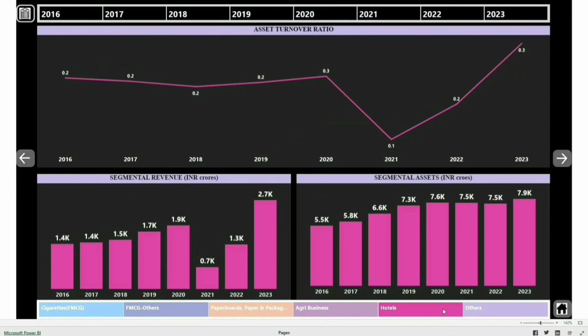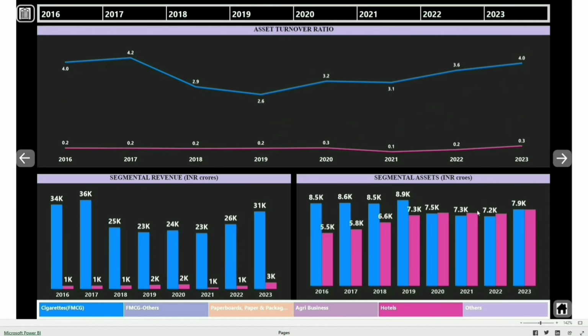Whereas if you look at the hotel business here, right, side by side, we can see the same amount of assets allocated to both of them. But one is contributing 32,000 worth of revenue, the other is barely contributing 3,000 worth of revenue, right? So that is the reason why there is a difference between the asset turnover ratios as well, right? Here we can clearly see that the hotel business happens to be a very capex heavy business.